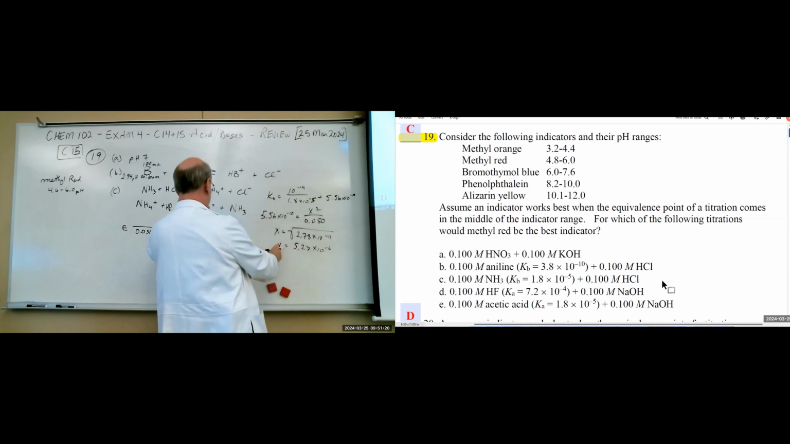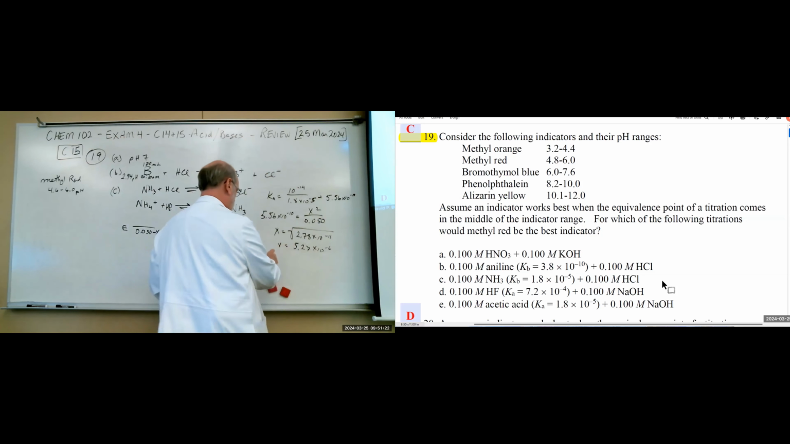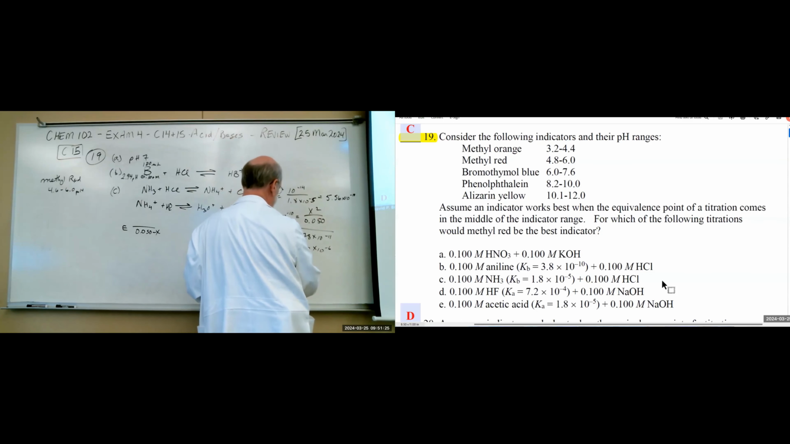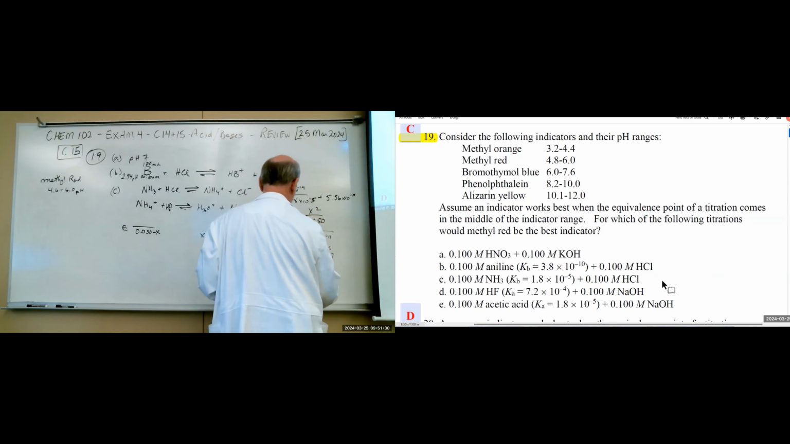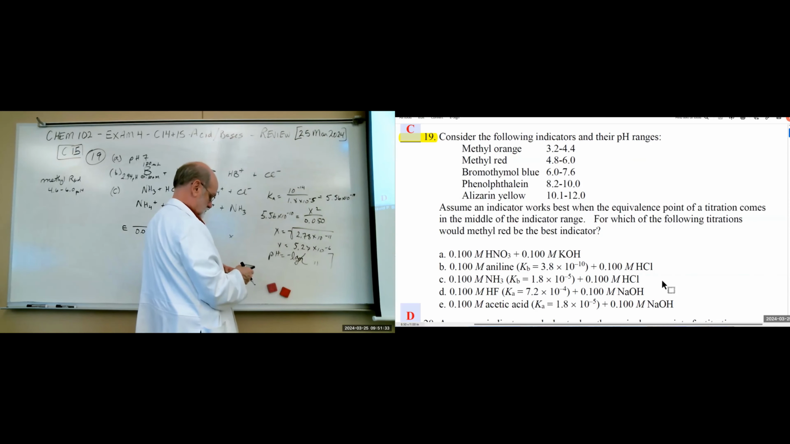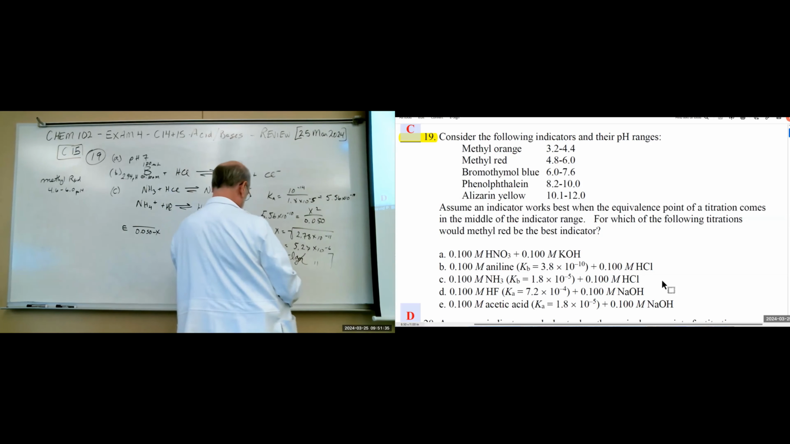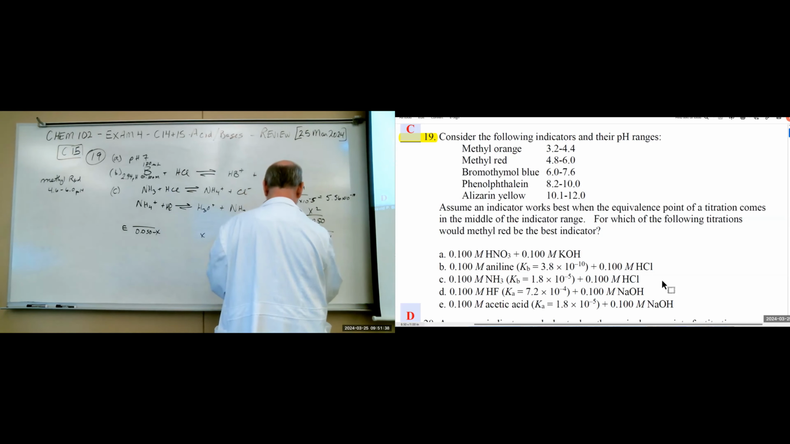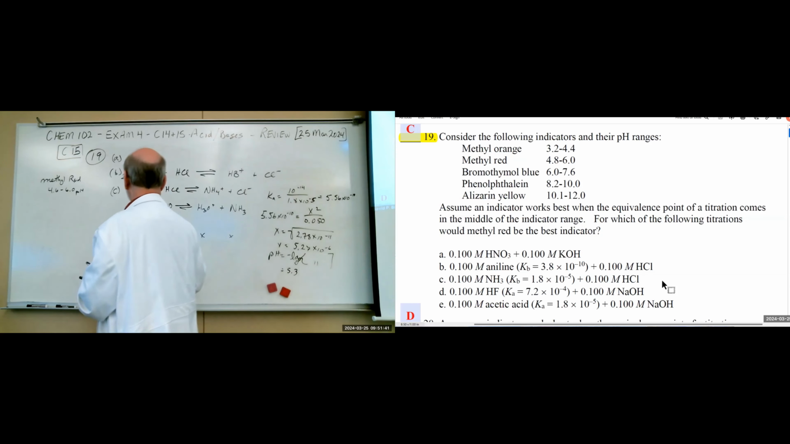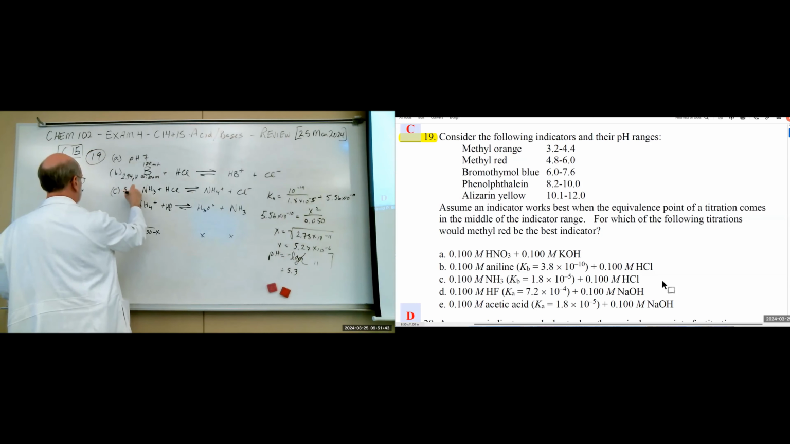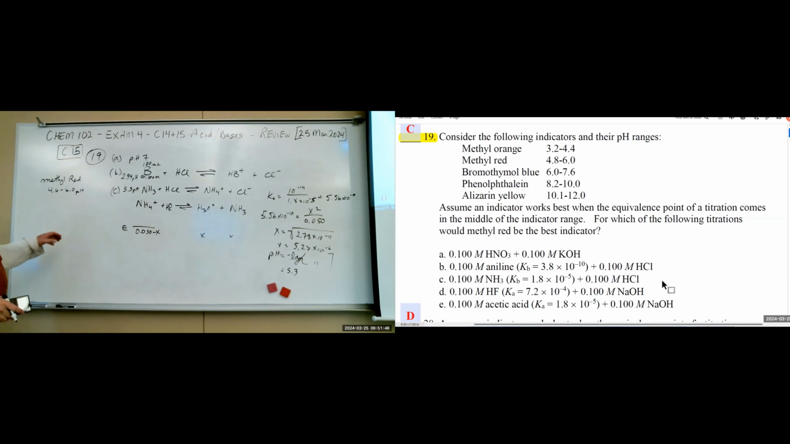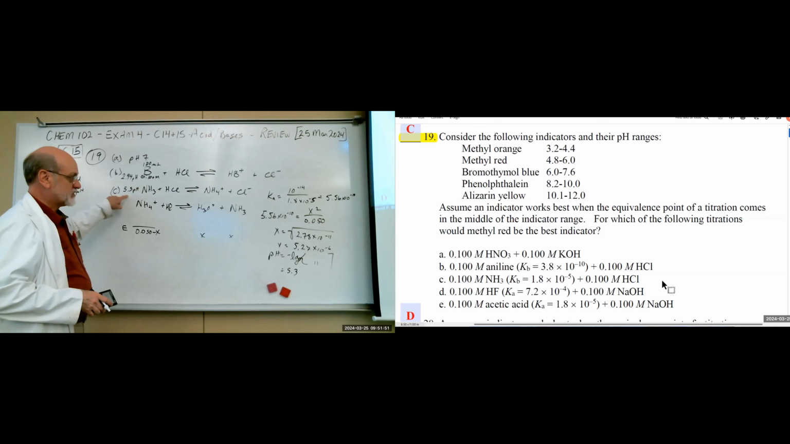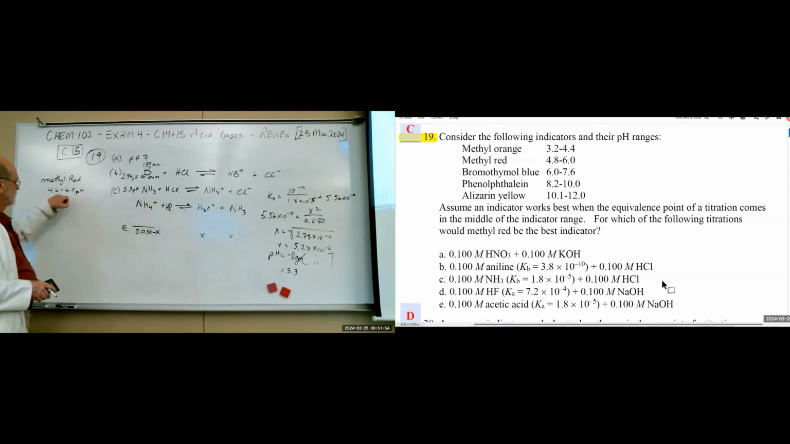And that's the hydronium ion concentration, right? So pH is going to be the negative log of that value. 5.3. 5.3. I think we got a winner, right? The pH at equilibrium is going to be 5.3. That's right in the middle of methyl red.